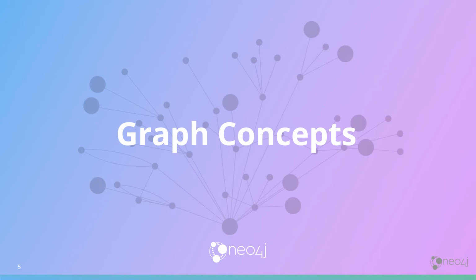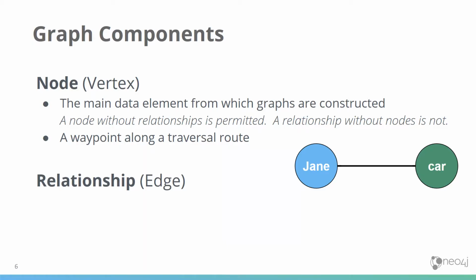So let's talk about some of the core concepts of graph theory. Let's define the components that make up a graph. There are two of them, nodes and relationships. This is what you really need to remember. If there is basically one thing you're going to remember about what a graph database is and how it's different from a relational database management system, it's that it contains nodes and relationships.